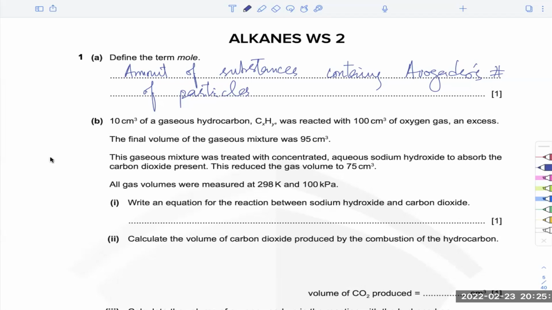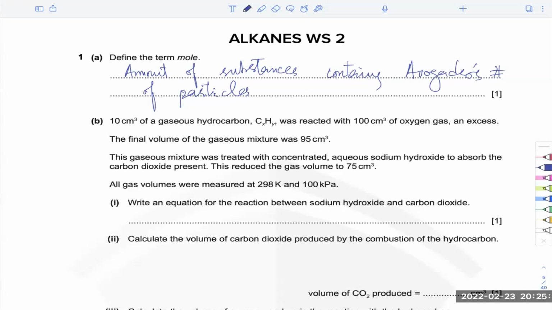A 10 cm cube of a gaseous hydrocarbon was reacted with 100 cm cube of oxygen gas. Okay, so we are reacting it. You have the ratio 1 to 10, and excess, so they've already told us the oxygen is going to be left over. The final volume of the gaseous mixture was 95. So some oxygen was used up, and you're getting a mixture of 95 cm cube.